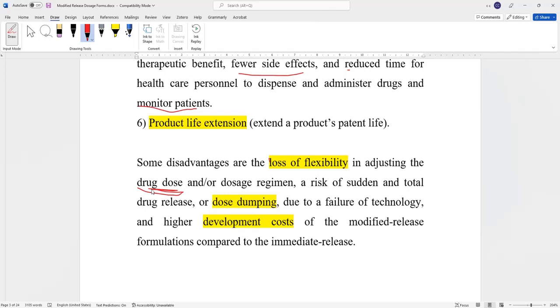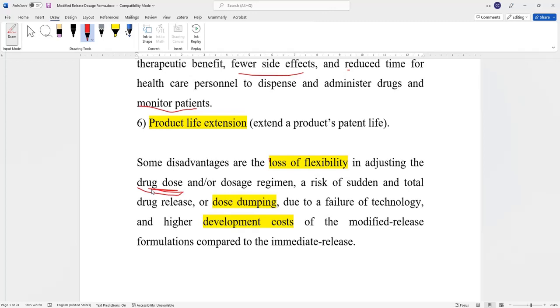If you compare this to the immediate release dosage form, for immediate release most probably you'll be able to crush it and dissolve it, for example, or suspend it in a liquid. But you cannot do this with the modified release dosage form.